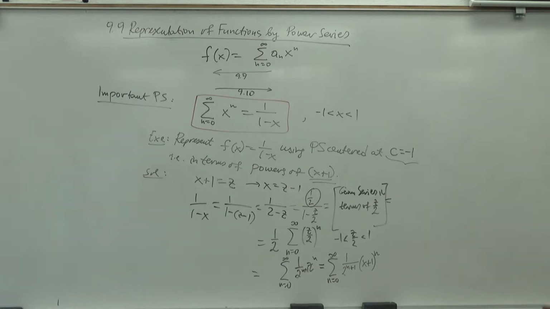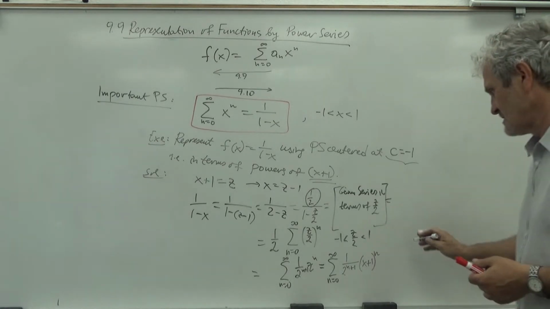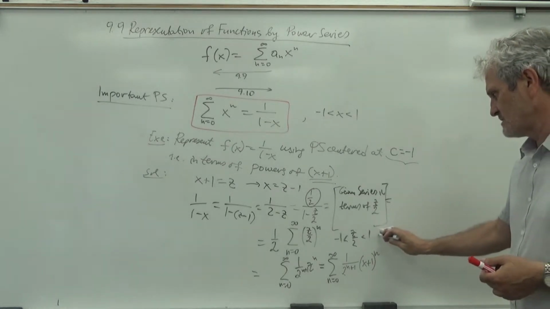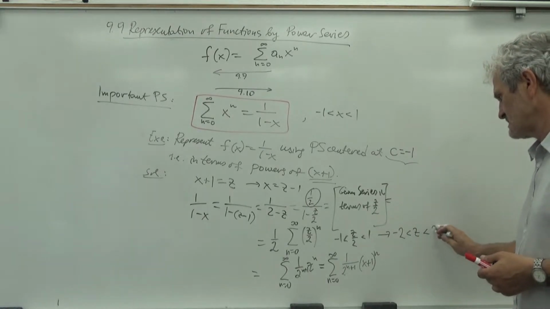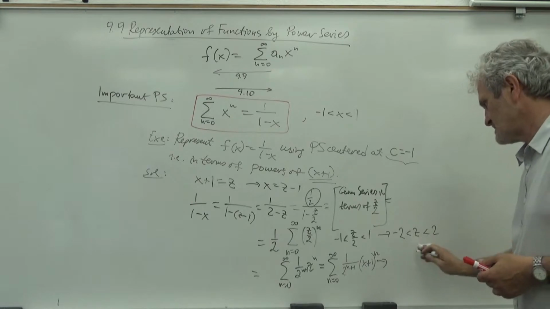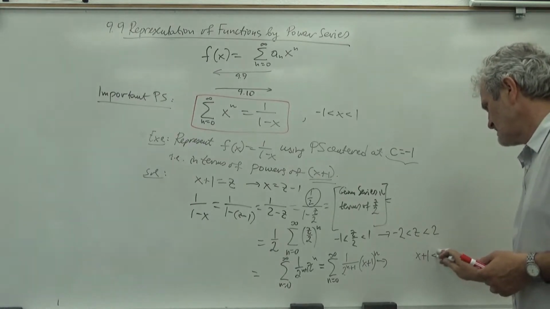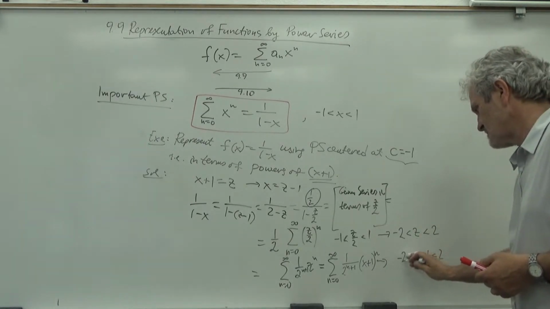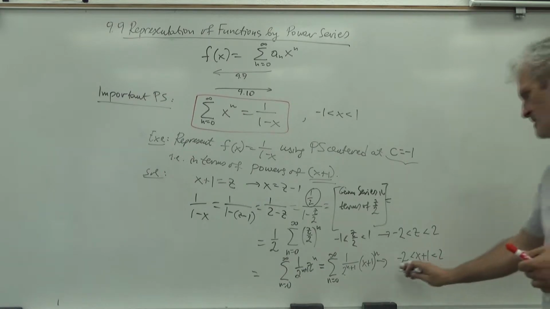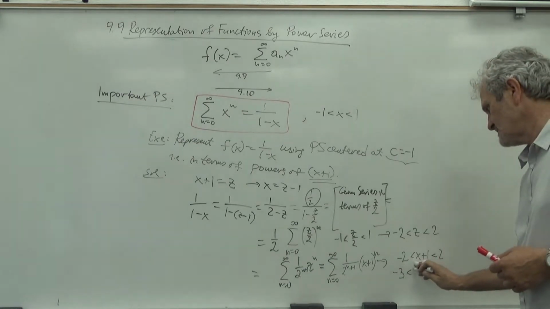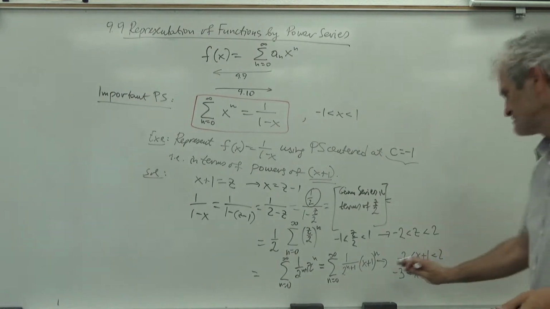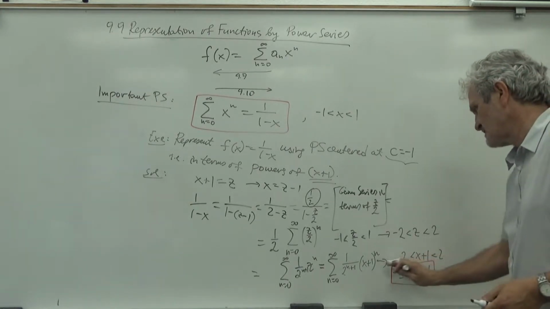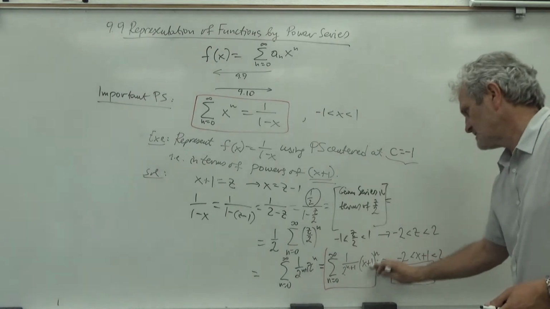But now what about the condition? It's not on z anymore. We can write this as negative 1 less than z over 2 less than 1, so multiplying by 2, negative 2 less than z less than 2. Now z is x plus 1, so negative 2 less than x plus 1 less than 2. When I subtract 1, I will get negative 3 less than x less than 1. Here it is. So here is the interval of validity. Here is the formula.